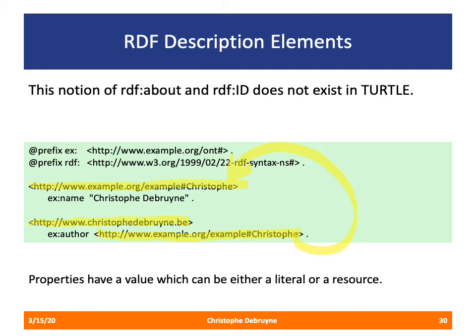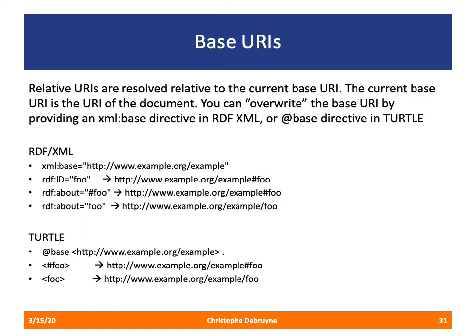Now, in this example, you might have noticed that you can have properties that have as a value either a literal or a resource. And this is how we will be creating graphs. So over the years, I've noticed that people dealing with RDF, especially at the beginning, struggle with URIs, and that's why I've decided to spend a little bit more time on that.